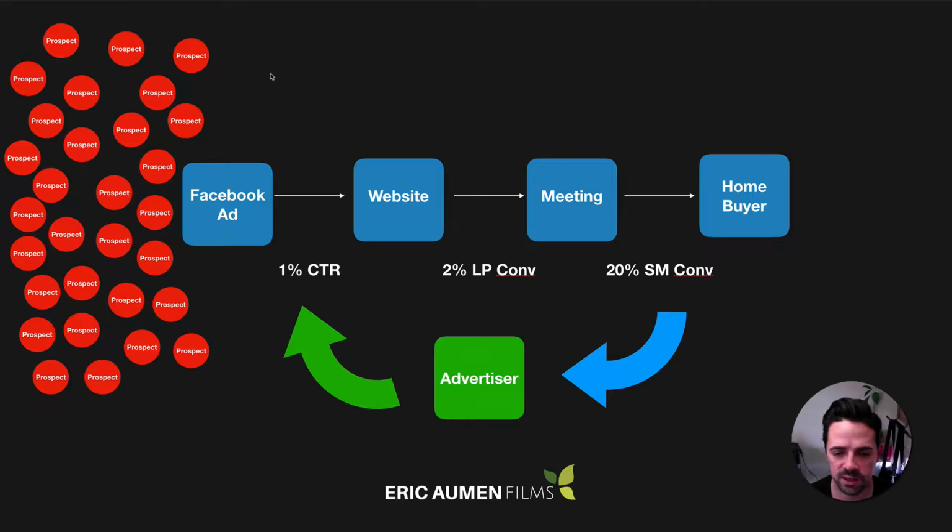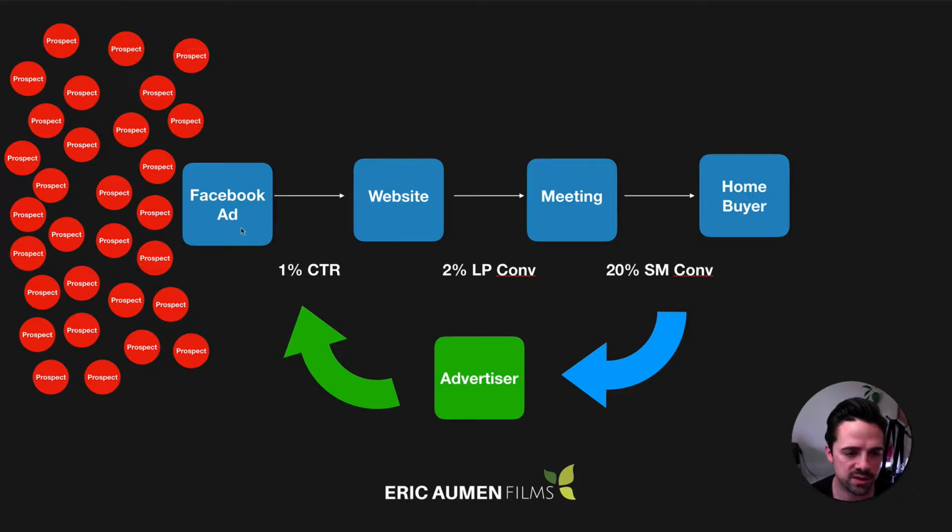We're going to be talking about feedback loops in sales funnels and how we can leverage feedback loops and our understanding of them to increase the profitability of our marketing and sales funnel. So this is just a basic funnel here with a lot of prospects over here, a Facebook ad that leads to a website that leads to booking a meeting, which turns into a home buyer. And we have some general, industry standard type of click-through rates and conversion rates down here.